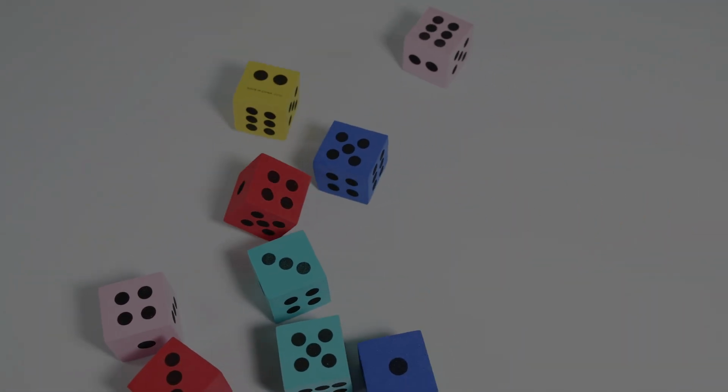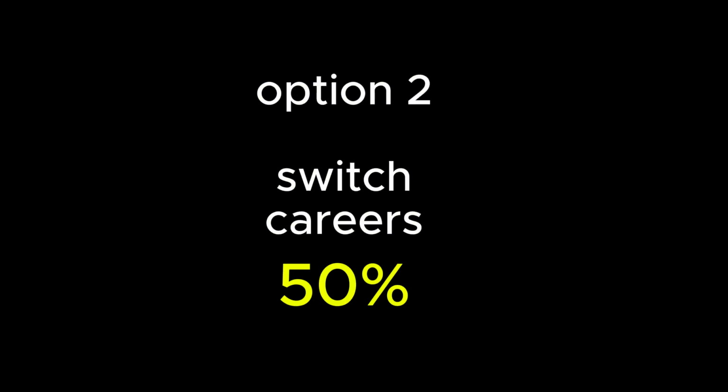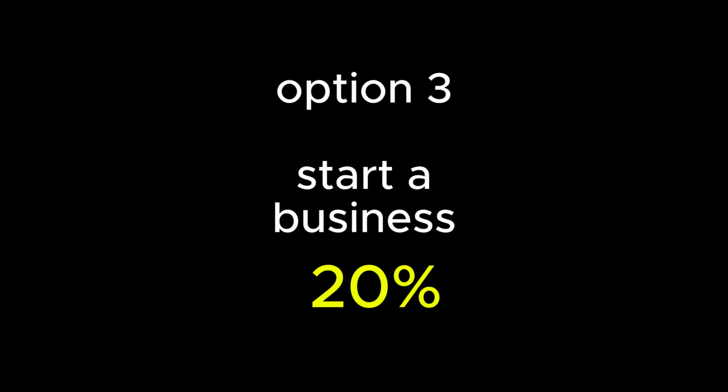Step 2. Assign probabilities. Next, think about how likely each option is to give you a positive outcome. Probabilities are just estimates. Let's say that staying in your job has a 90% chance of giving you some sort of positive outcome, whereas going to a new field has a 50% chance of getting you a positive outcome, whereas getting your own business only has a 20% chance.